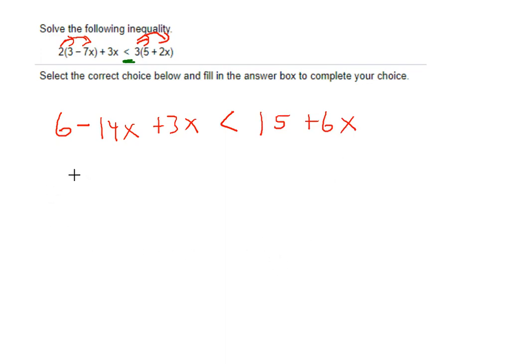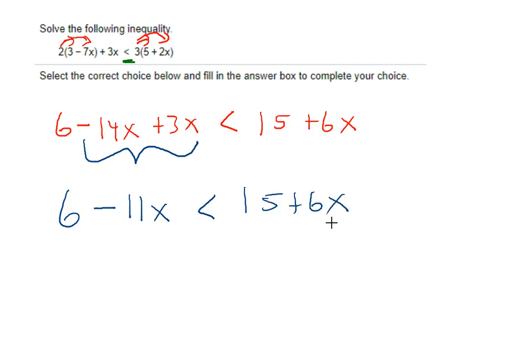All right. And so before I start moving things from one side of the equation to the other, I'm always advocating simplifying first. So combine like terms. So I'll copy the 6 down. Negative 14x plus 3x will be negative 11x. Less than 15 plus 6x.